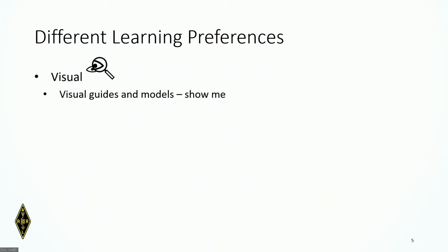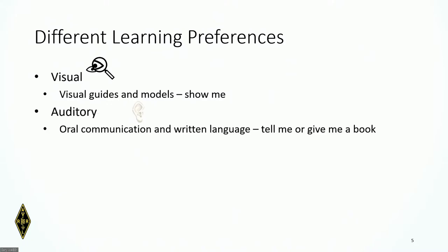Now there's learning preferences, and I want you to listen to these descriptions and just mentally ask yourself which one of these might I be. The visual learners tend to work well with visual guides and models. Show me on a blackboard or whiteboard. That's how I prefer to learn. The next is auditory, with oral communications and written language. Tell me what I need to know or give me a book. That's kind of where I fall into the spectrum here. If you give me a book, I'll figure it out. And then kinesthetic, long word, but that just means learn best by doing.